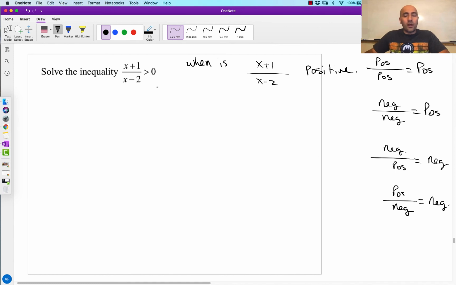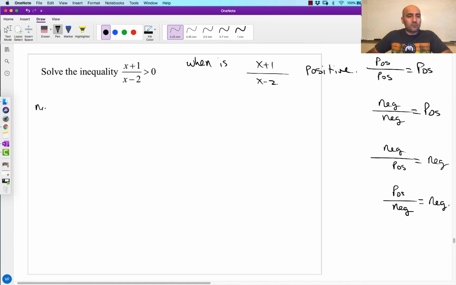Okay, so in order to figure out this thing, there's a couple of ways to do it. The book likes to push the idea of finding the partition points of this function, figuring out what values are going to result in either a 0 in the numerator or a 0 in the denominator. And that's really easy in this case.